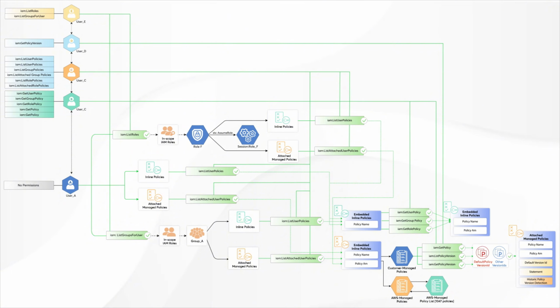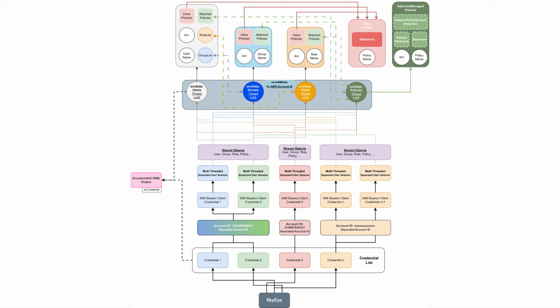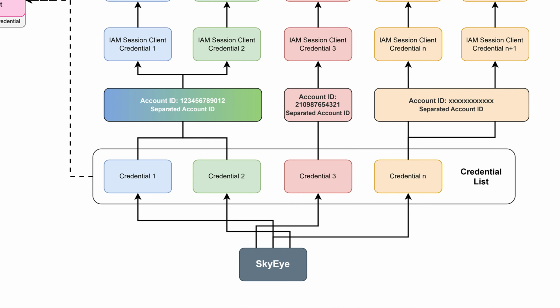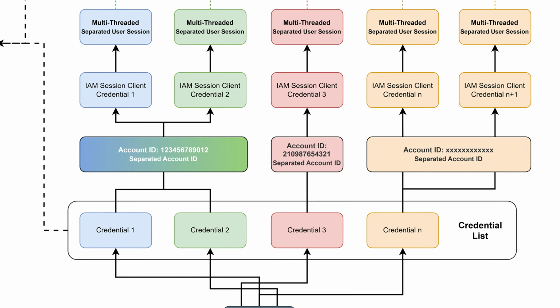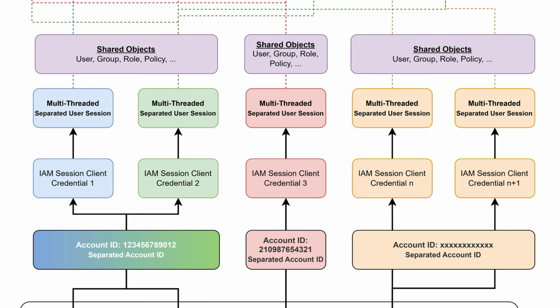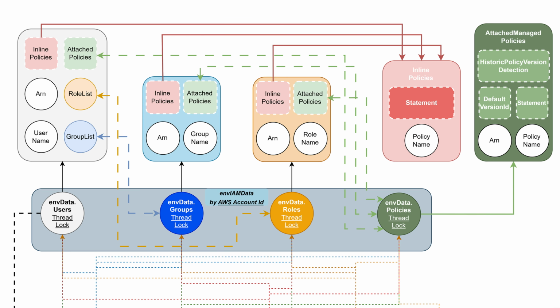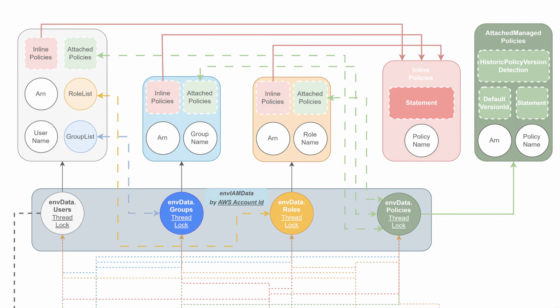We'll now be delving deeper into how our algorithm works under the hood, alongside a demonstration on how to use our features in the application. First, SkyEye validates every key pair you feed it, clusters them by account ID, then spins up a multi-threaded session per user. All those threads write to one shared NVM data vault per account, so when any session discovers a user, group, role, or policy, everyone else learns instantly.